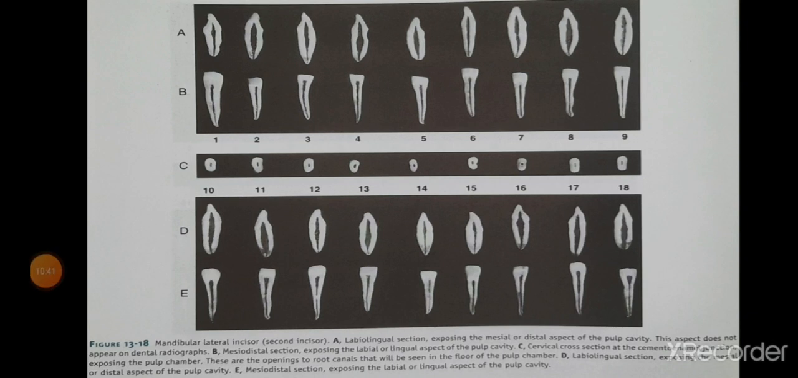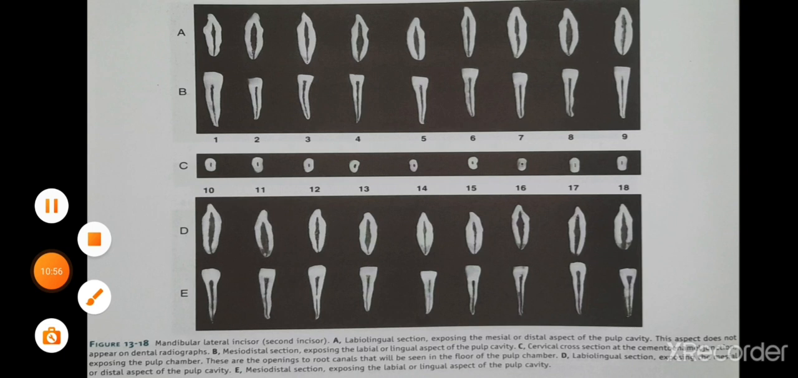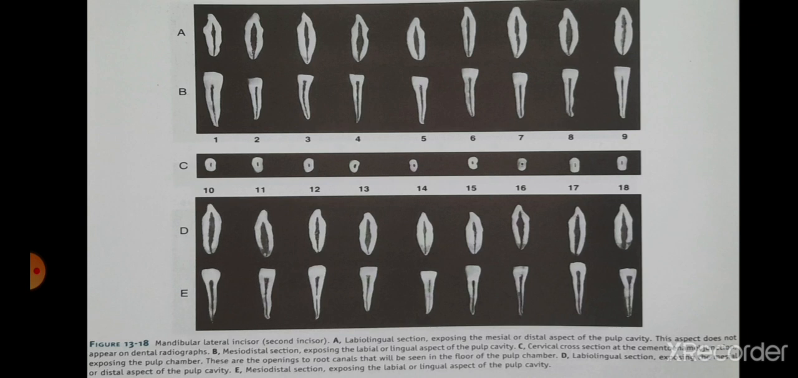Let's talk about the cervical cross section of the mandibular lateral incisor. This is seen in figure 13.18C. The cervical cross section of the mandibular lateral incisor shows the pulp canal centered in the root. A comparison of the several sections demonstrates a root somewhat larger than that of the mandibular central incisor. Considerable variation is evident in the form of the root. The root outline form is oval to elliptical.